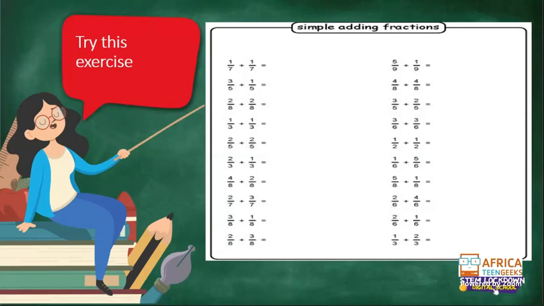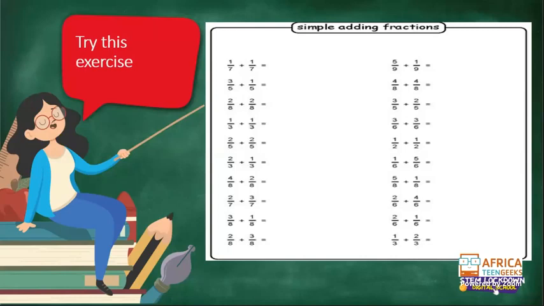5 over 5. Yes, it's 1. Thank you so much. We have 3 over 6 plus 3 over 6. Thank you so much, please see where it is 6 over 6, which is equal to 1. Then we have 1 over 2 plus 1 over 2. Thank you, Talia. It is 2 over 2, which equals 1.